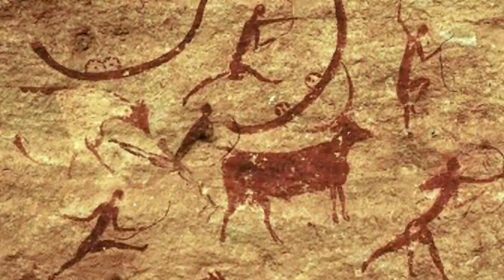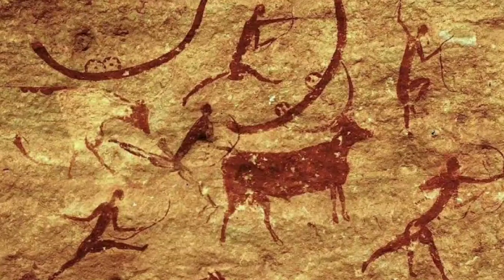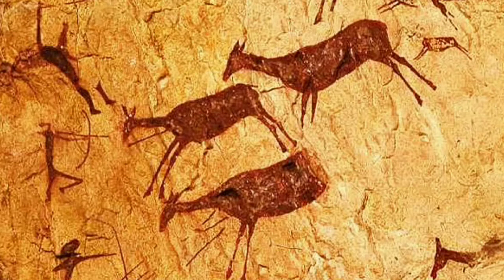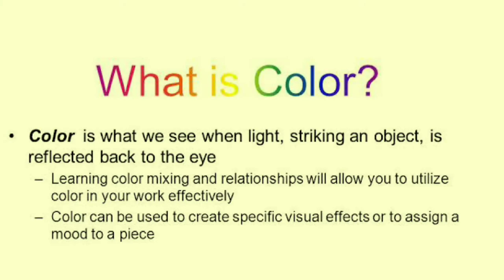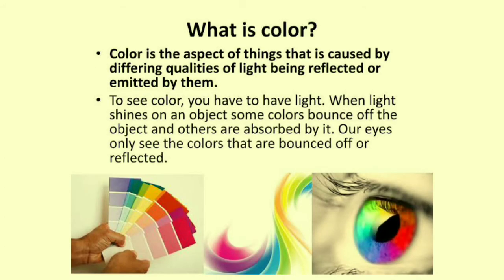Even in prehistoric times, man has used coloring matter extracted from plants and organisms in cave paintings. Thus, colors play a dominant role in the life of man. Now, let us discuss what is a color. Well, color is what the eyes see when light is reflected off an object.